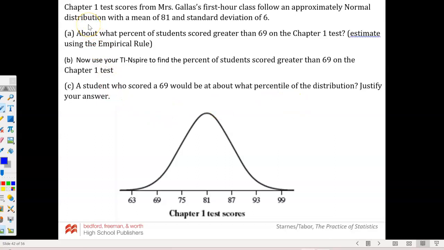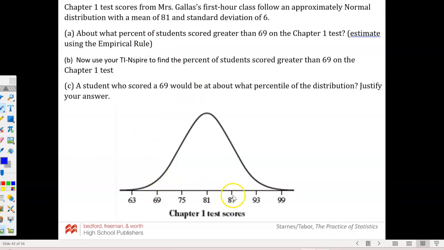So this is a separate question. So again, we're assuming that the scores are approximately normal. That was given to us. We don't have to prove it. But what percent of students scored greater than 69? So this says use the empirical rule. So 69 is right there. That's 2 standard deviations below the mean, right?